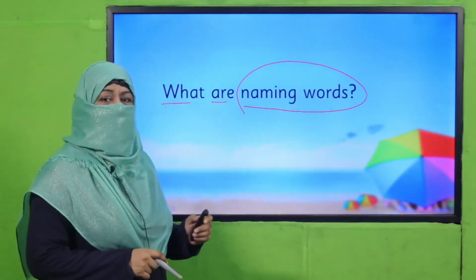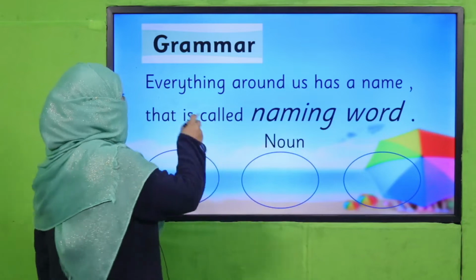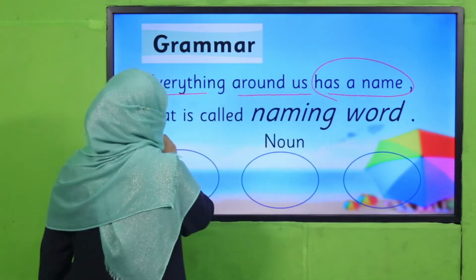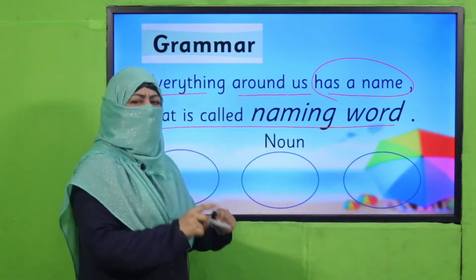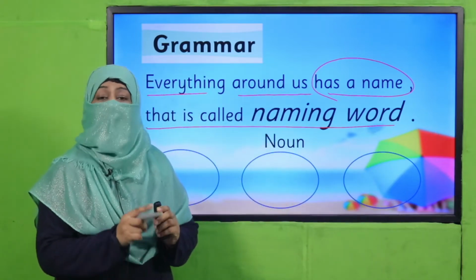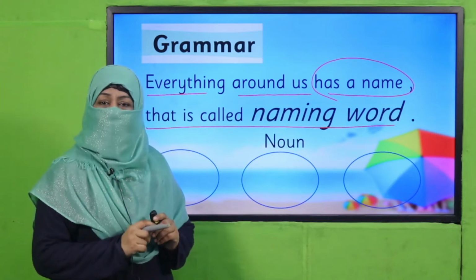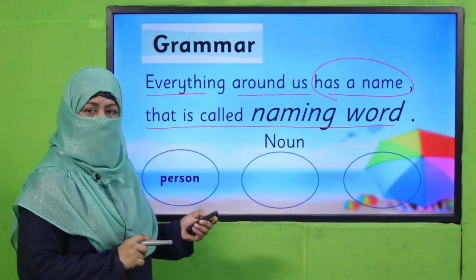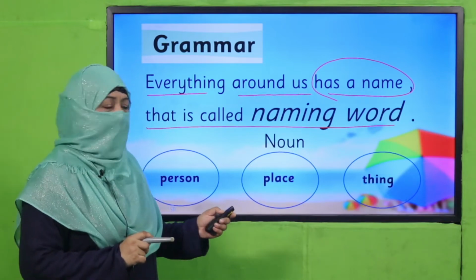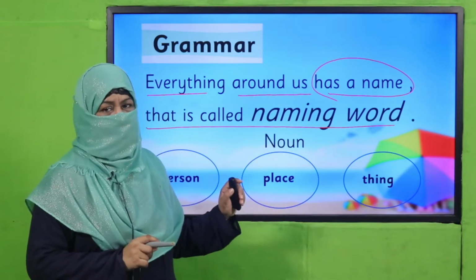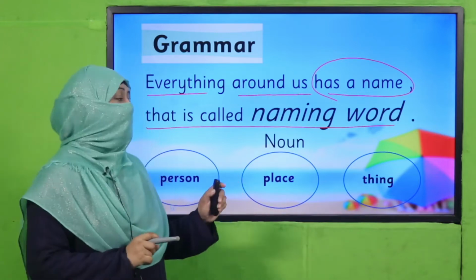Yes, my dear children, I hope you could recall that everything around us has a name and it is called a naming word. So everything which we can feel, touch, hold or see has a name. That is called a naming word. This naming word may refer to a person or a place or a thing. And thing includes living and non-living things, both. Right? This we already know.